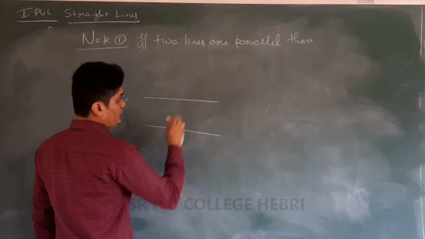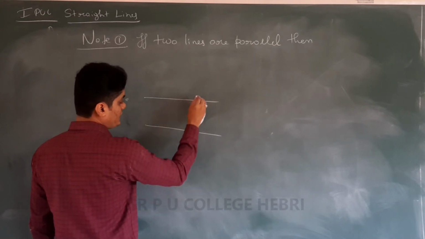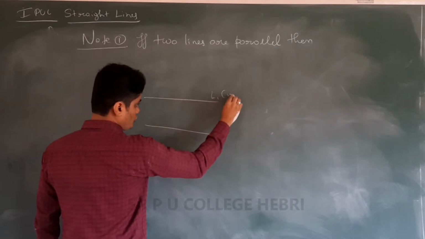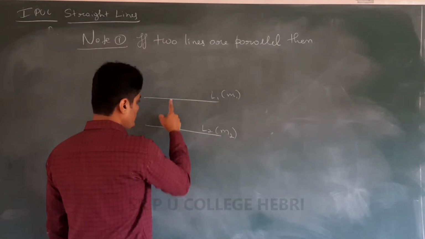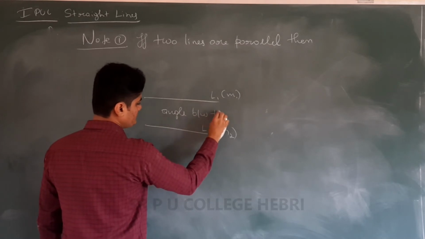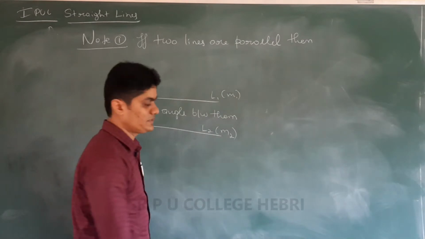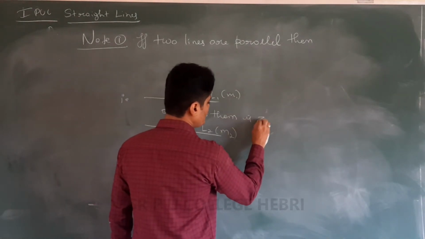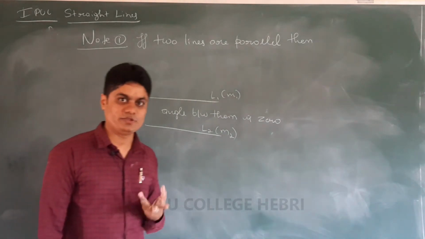Okay, now what is the slope of this and this? This is L1 with the slope m1, this is L2 with slope m2. What is the angle between them? Yes, the angle between them is 0. There is no angle between the two parallel lines, so the angle between them is 0.